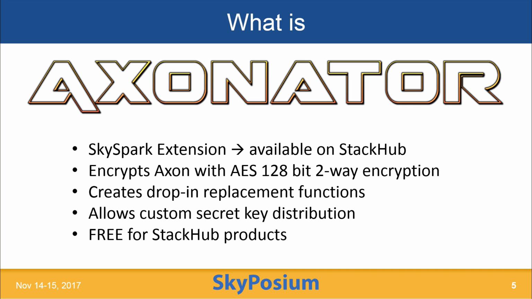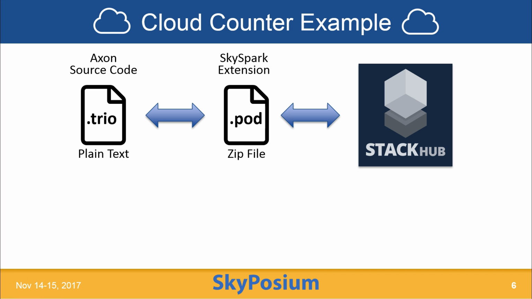Now let's look at a practical application of Axonator. We're going to talk about Fred Bloggs. Fred is an inventor and a developer, and he's been making a new product called the Cloud Counter. It takes a camera, points it at the sky, and it counts the number of clouds, thus giving a very accurate and localized weather report. Fred worked very hard on Cloud Counter, and so it contains lots and lots of Axon functions, which are wrapped up as plain text in a trio file. The trio file is then zipped up into a pod and a SkySpark extension, and distributed on StackHub.